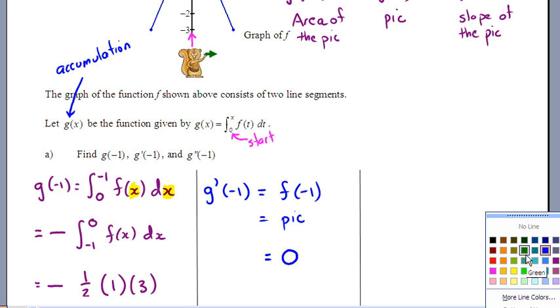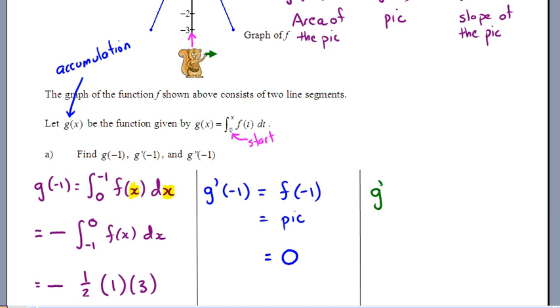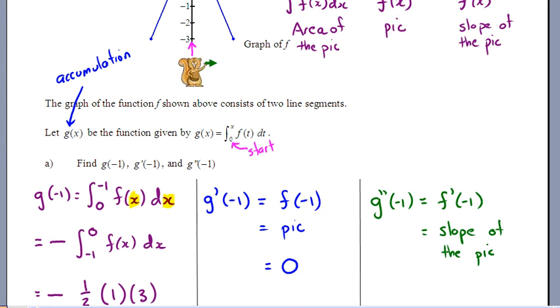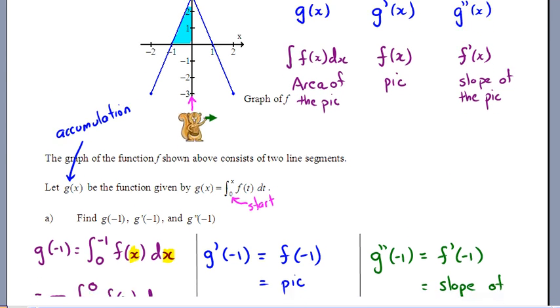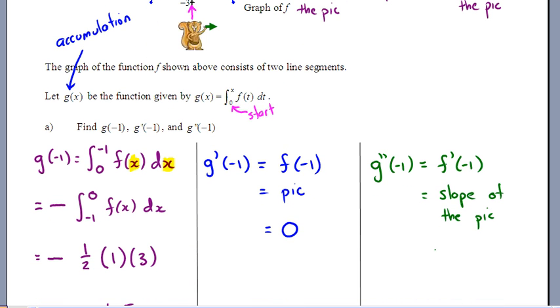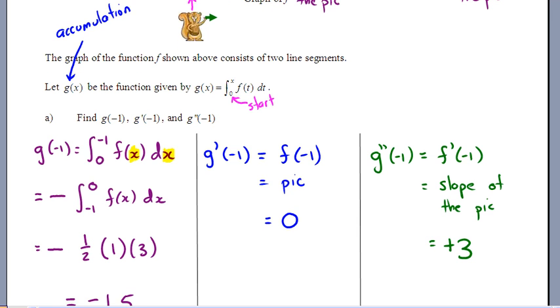And then g double prime. Okay, let's go for that. G double prime of -1 would actually just be f prime of -1. That's just going to be the slope of the picture sitting there at -1. Okay, well I have to think about what that's going to be. We got a line, it runs over 1 and then rises up 3, so it looks like it's +3. Excellent. Next question, what do they got for us here?